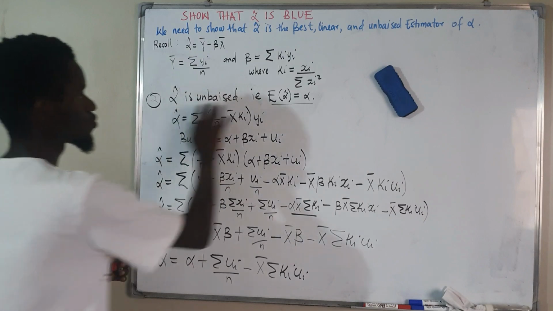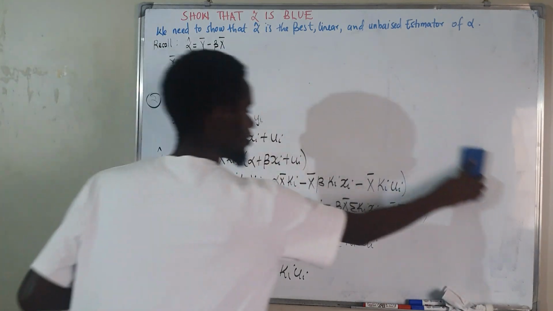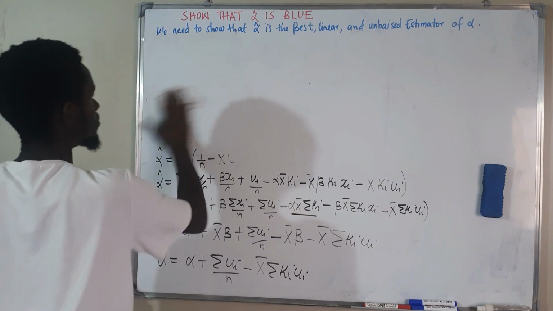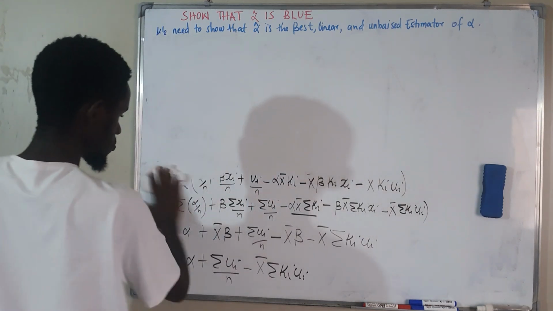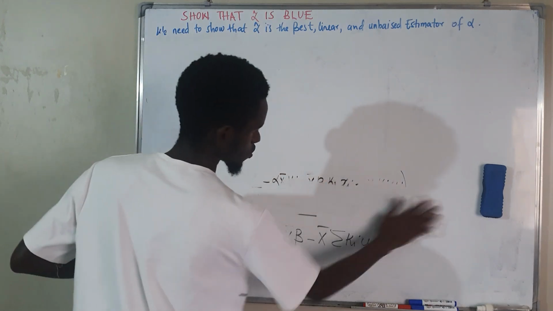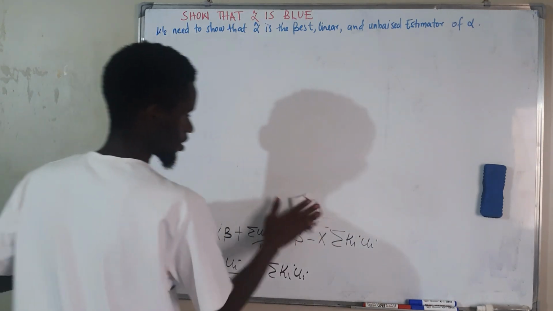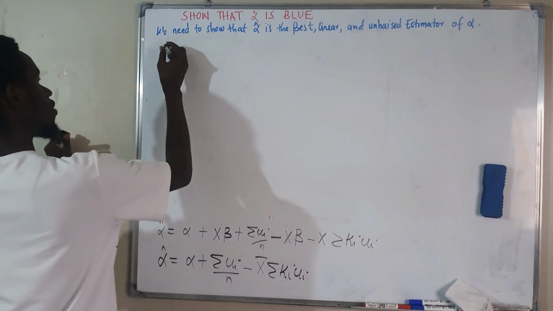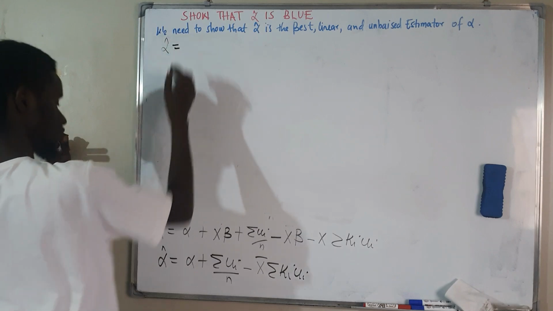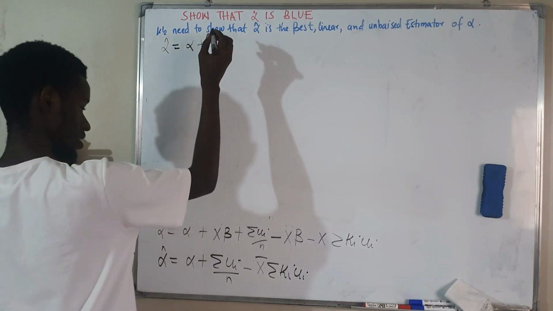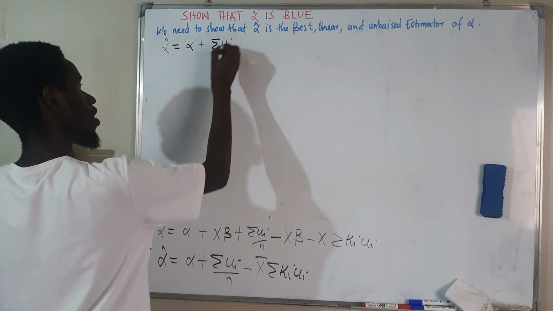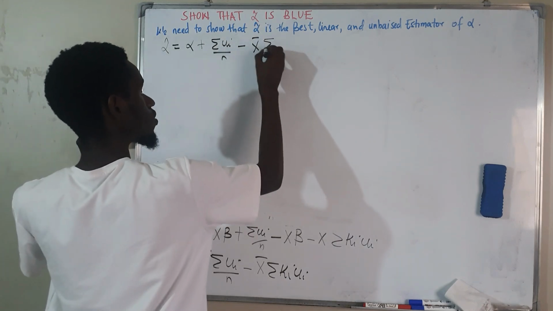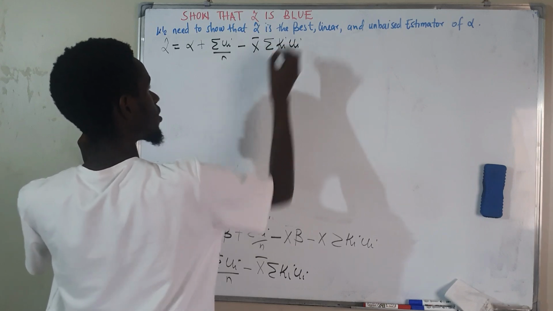Now from this step, allow me first to put off this, because you know everything here. We know these steps, I think we've seen them. Now I want us to see how we find the expected value of this thing. Now I'm going to show you how to find the expected value. Now remember, I have my alpha hat equal to alpha plus summation of u_i over n, yes, minus x bar, yes, summation of k_i u_i, that way.